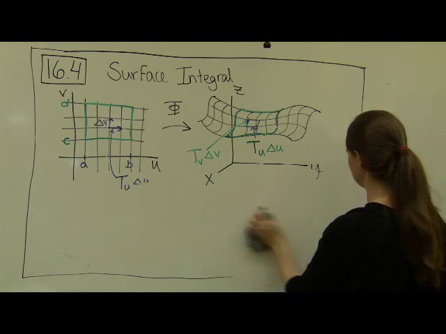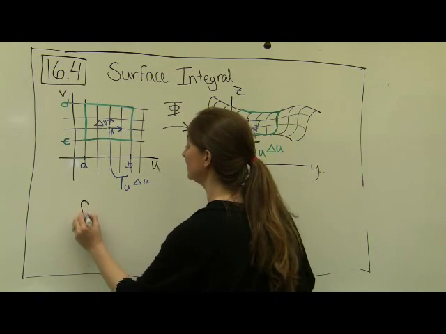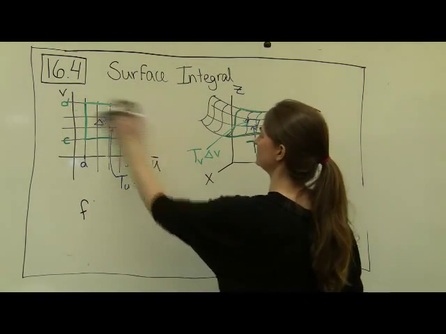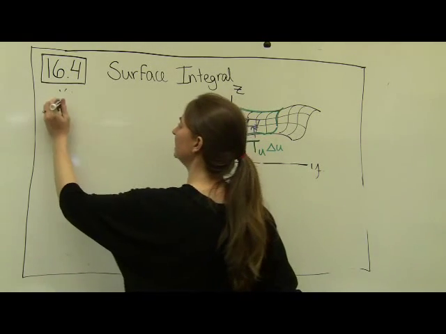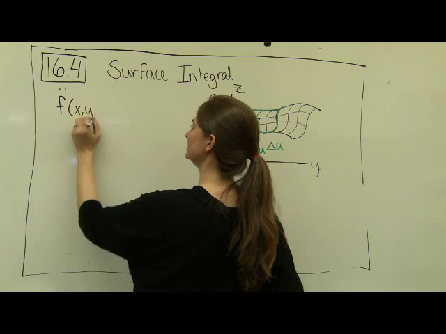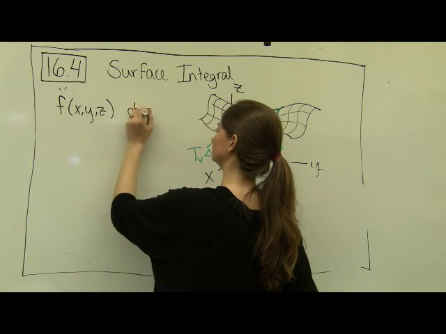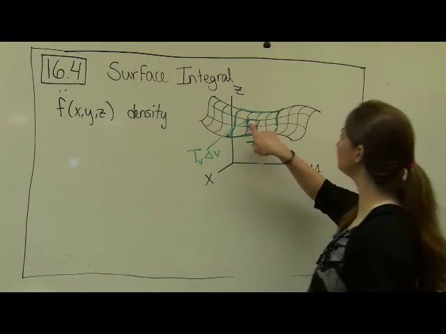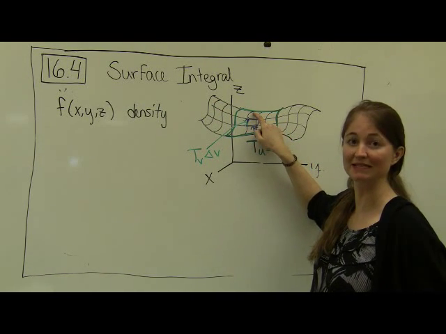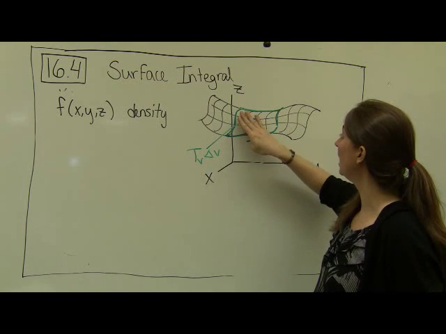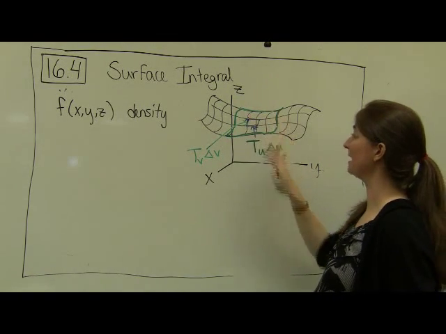So let me write down those pieces. The first piece is the fact that we're given, I'll erase this too because we don't need this picture anymore, that f of x, y, z is the density function. What does that mean? That means that at any point in space out here on our magic carpet, we're going to get a particular output that tells you what the density is right at that point. And I want to sum up all of those density values over the entire carpet, because that's going to give me the mass of the carpet.